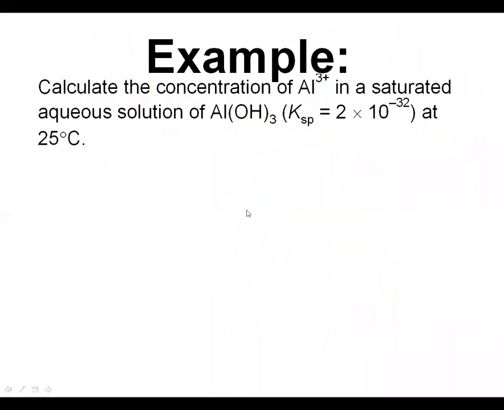So why don't you try this next one here? Calculate the concentration of aluminum in a saturated solution of aluminum hydroxide. The Ksp is 2 times 10 to the minus 32. So see what you come up with on this one. We'll talk about it in a minute or two.